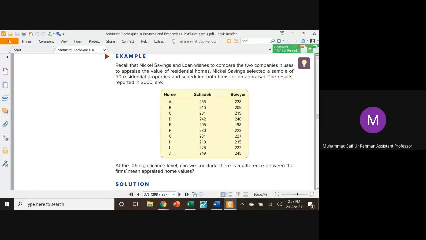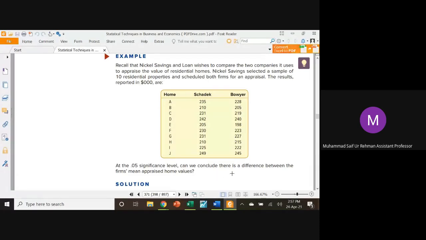Homes are of different sizes, and let's say this was 500 square yard. For this, Shaddick is providing you a $235,000 construction cost, and $228,000 is being provided by Boyer to construct the same size house. Right. So in this way, both constructors will provide you different construction costs, and then you have to decide which is better to hire.